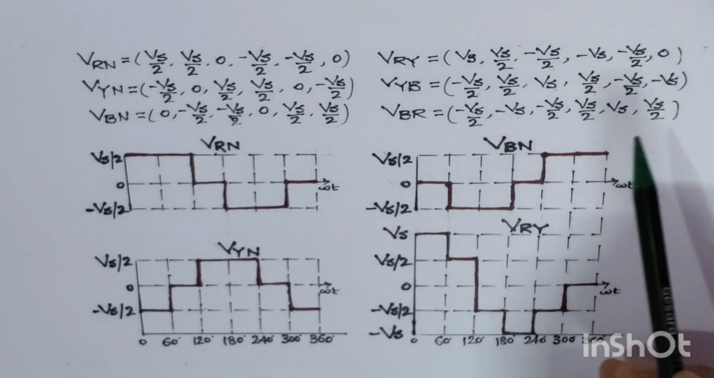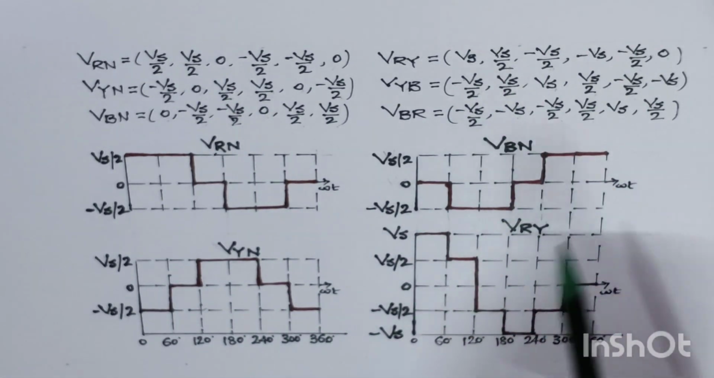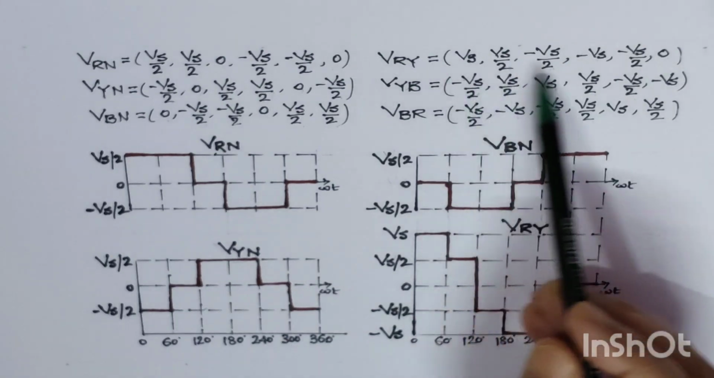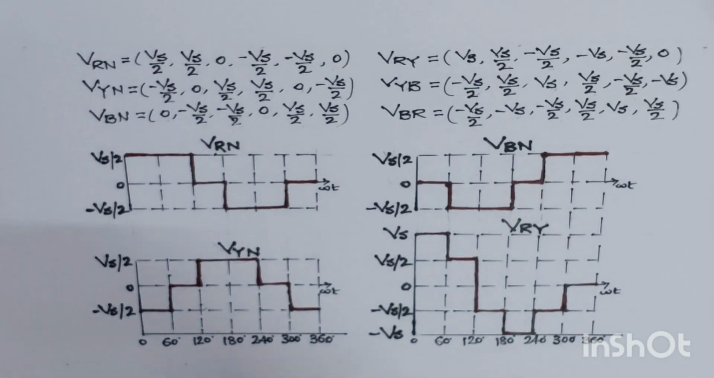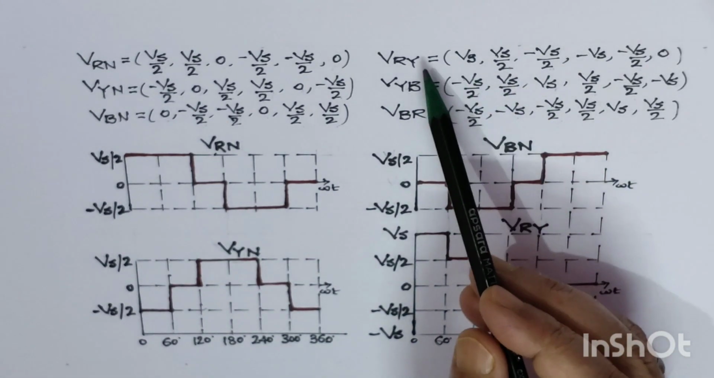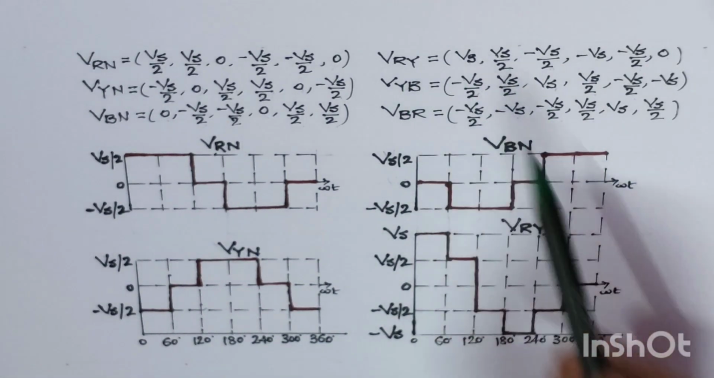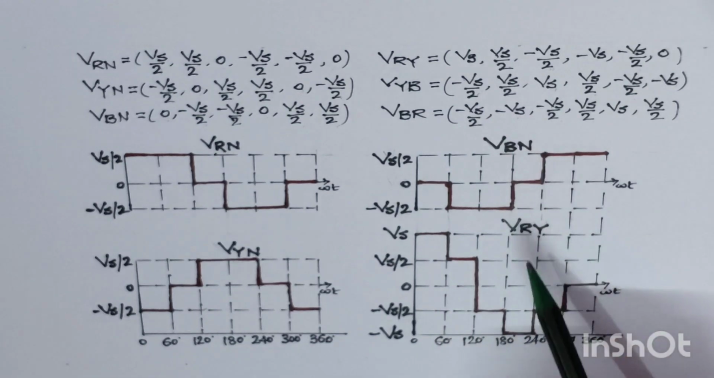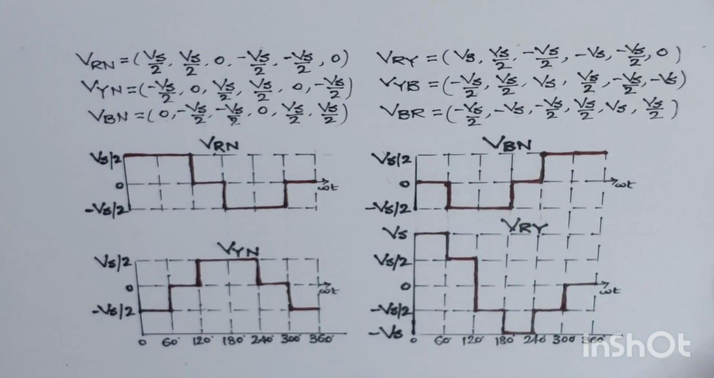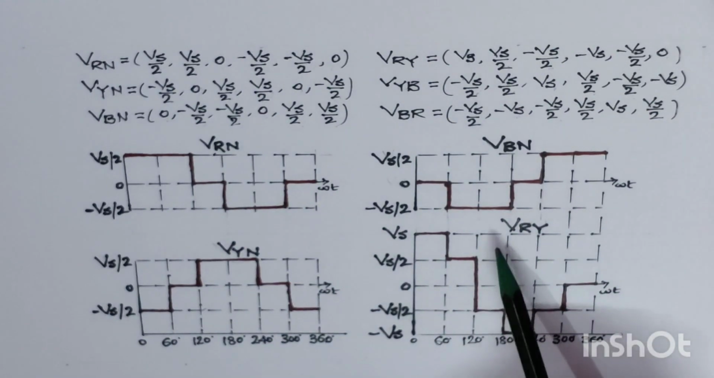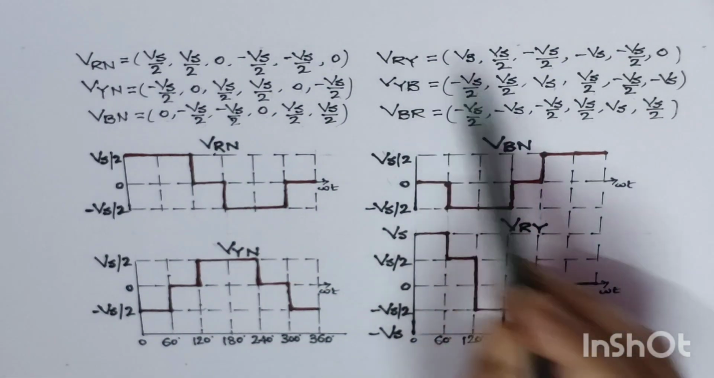Now we can plot the line to line voltage also. We have three line to line voltages, that is VRY, VYB and VBR. We will plot only the line to line voltage between VRY, and as we plot the VRY, similarly we can plot the VYB and VBR also. So how are we going to plot the VRY?